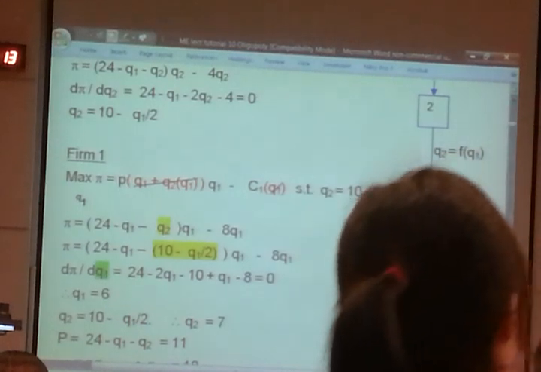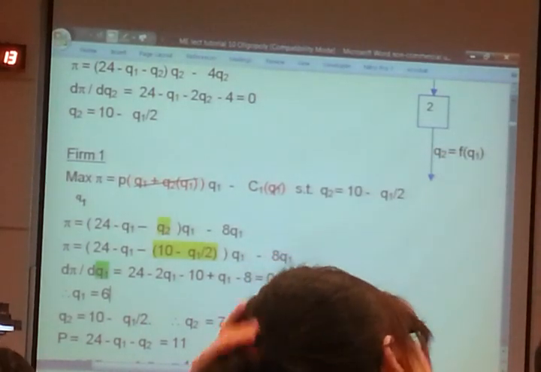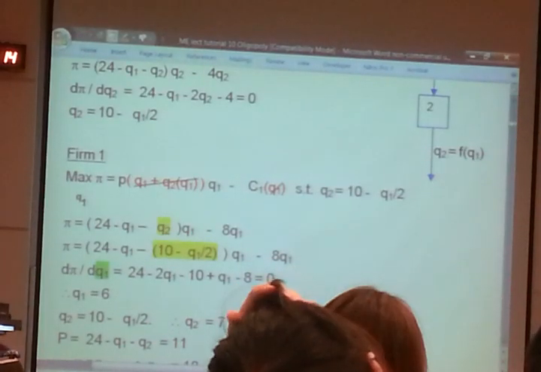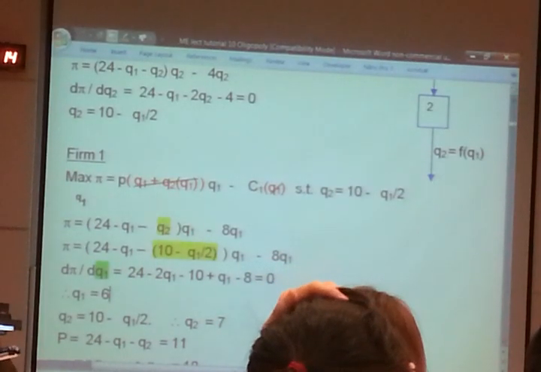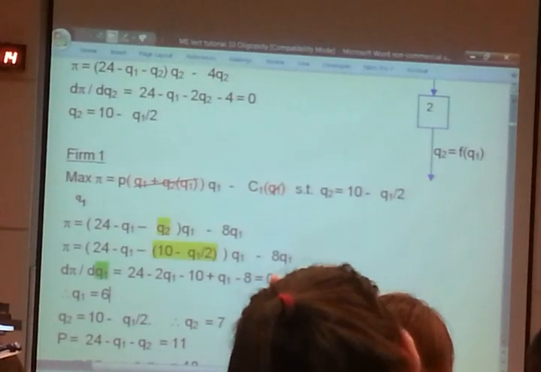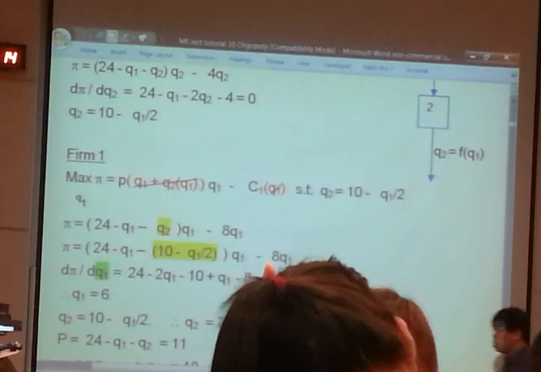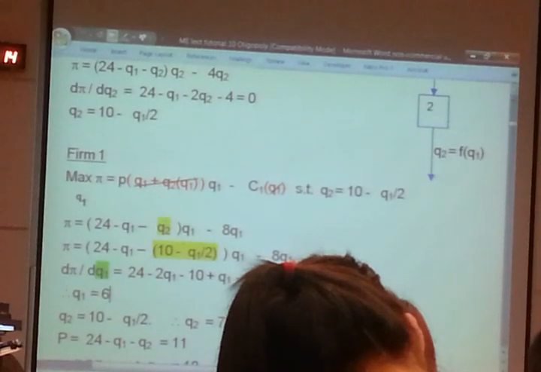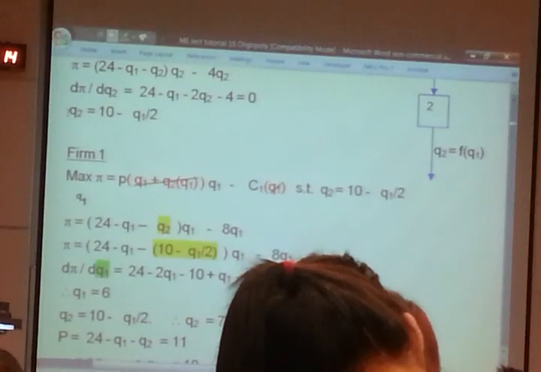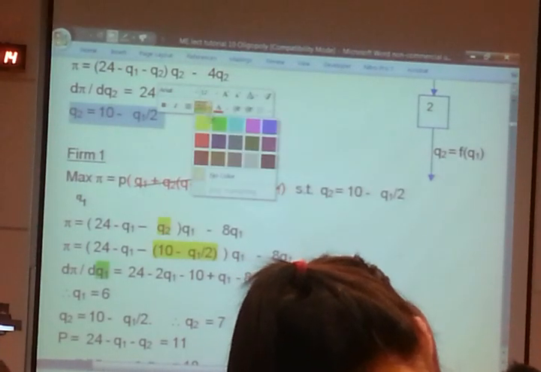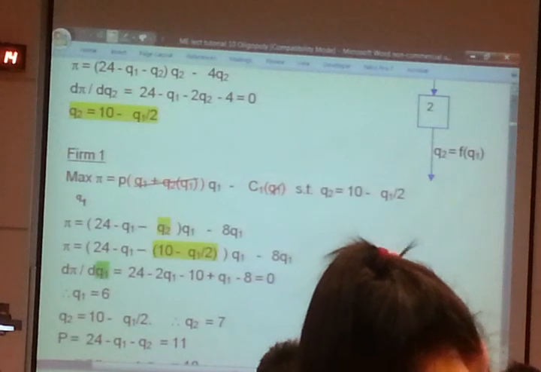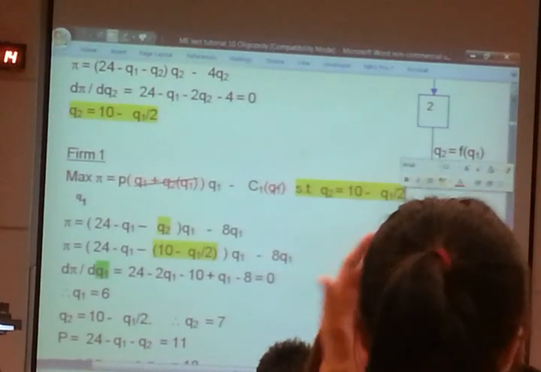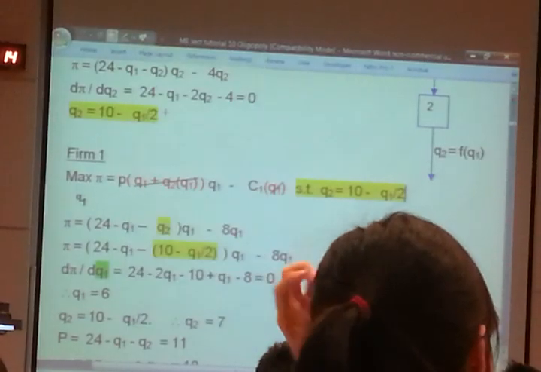In this case, yes, there's a leadership model. How much firm 2 produces depends on what? Firm 1 has to reason. So therefore Q2 is a function of Q1. In what way? It's related to Q1. That's why I put subject to the condition. Subject to the condition that Q2 must be this. Okay?